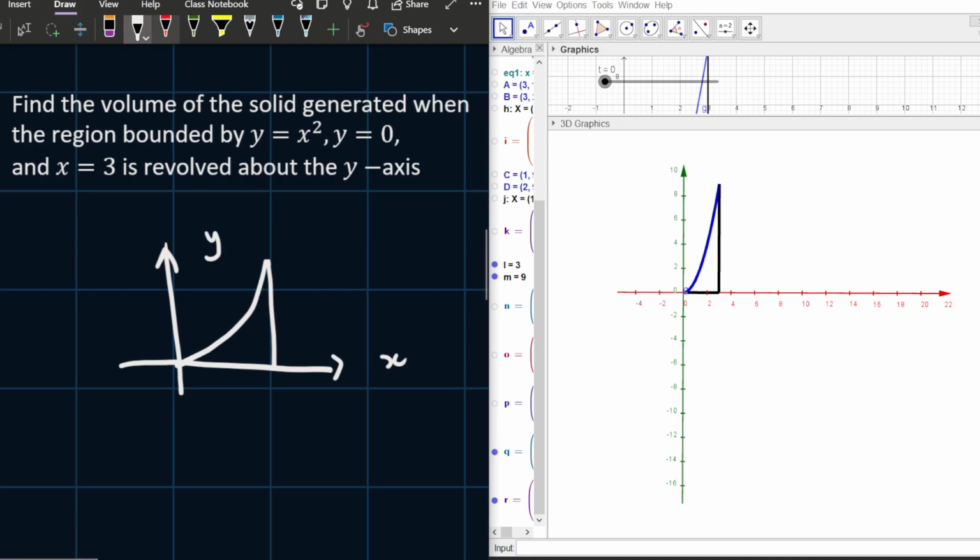Okay, we're going to revolve this about the y-axis. So our axis of revolution is vertical, therefore we're going to use vertical rectangular strips. Okay, when revolved about the y-axis, it would look something like this.